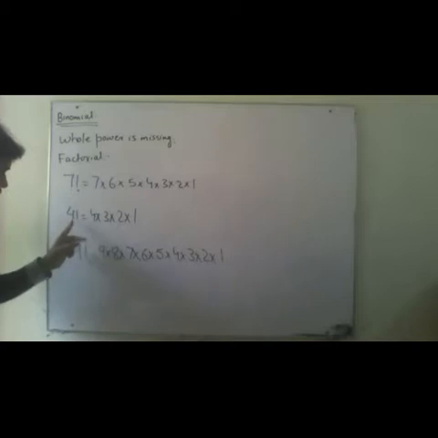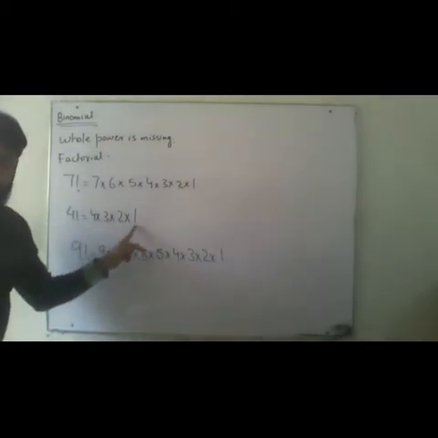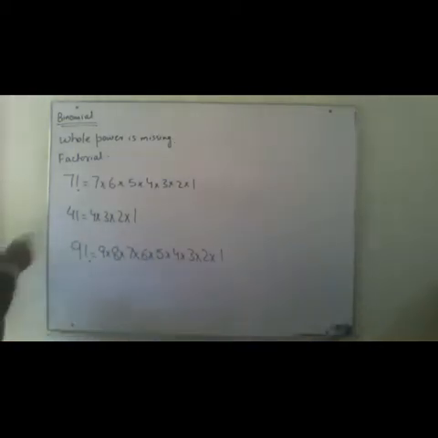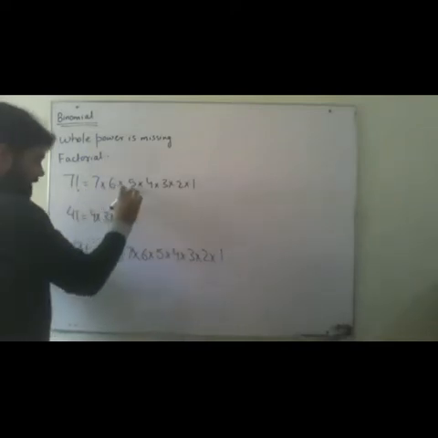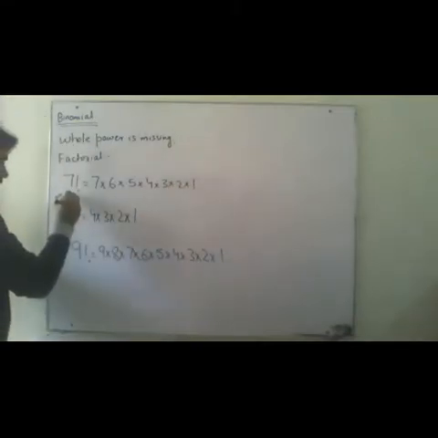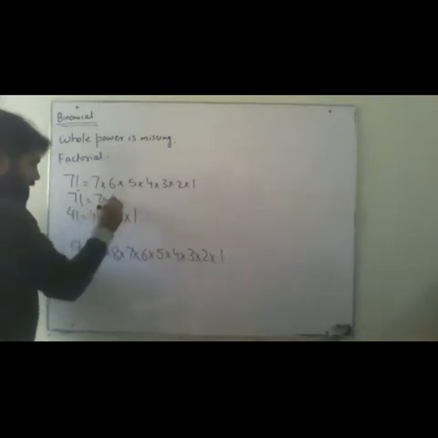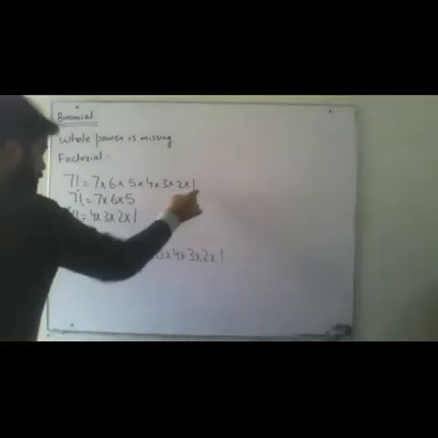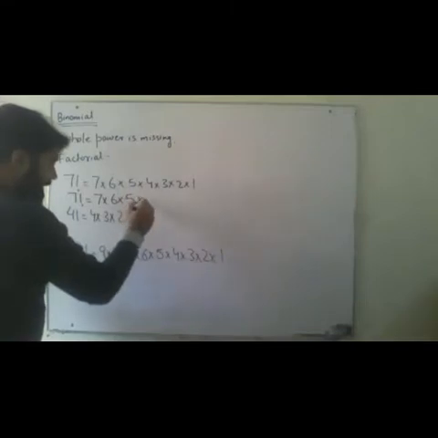See, what is 4 factorial equal to? 4, 3, 2, 1. So this thing which is written over here, 7 factorial equals 7 into 6 into 5 into 4 into 3 into 2 into 1. Can I write it like this? 7 factorial equals 7 into 6 into 5 and 4, 3, 2, 1, and 4, 3, 2, 1 equals 4 factorial. So I can write it like this.